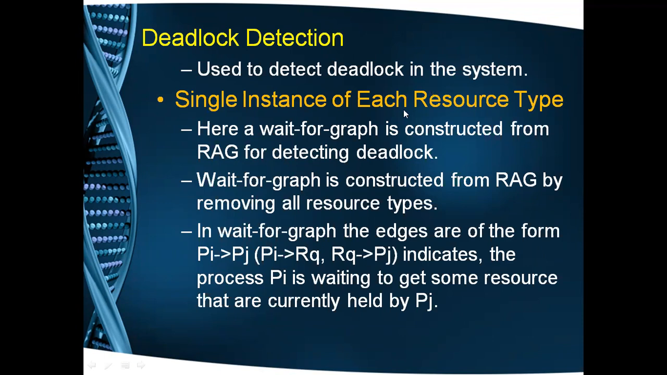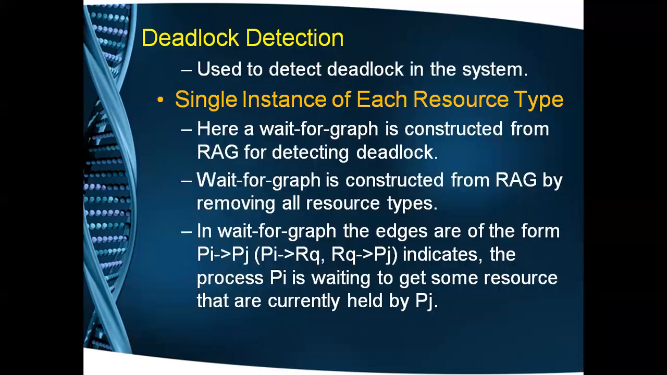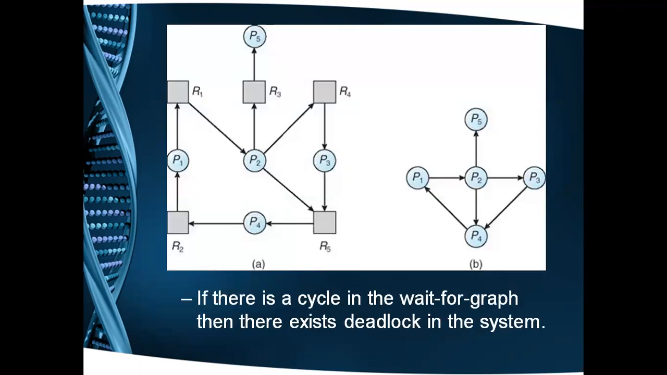Here we have two cases. When every resource type has a single instance, what do we have to do? When every resource has multiple instances, what do we have to do? When every resource has a single instance, we need to create a graph called a wait-for graph. This graph is constructed from the RAG by removing all resources. See that this is the RAG. Here R1, R2, R3, R4, R5 are resources. We need to remove the resources, and the resultant graph, this one, is called a wait-for graph.